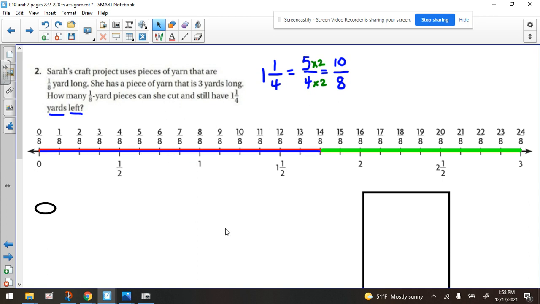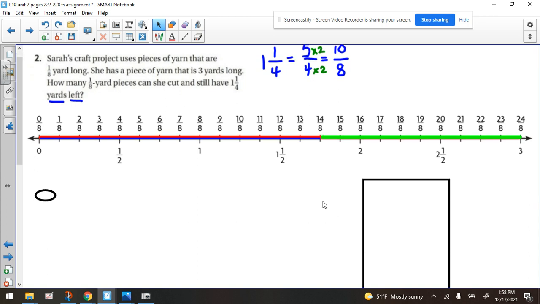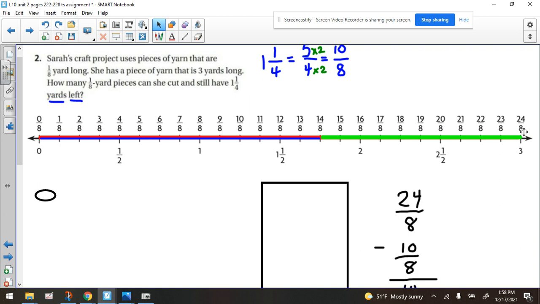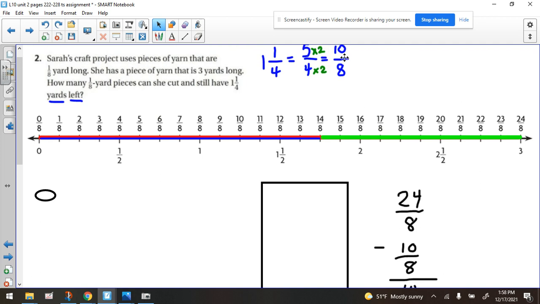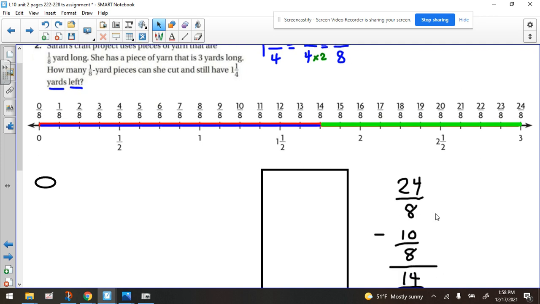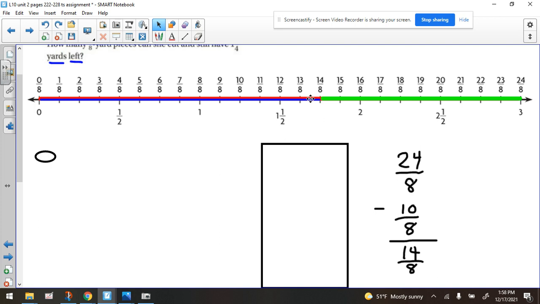But what's the algorithm behind that? If we didn't have the pretty number line to look at, what's the math behind that? Well, what did we do? We took 24/8, which is the entire piece of string, which is equal to 3, and we subtracted the 10/8, which is how much she has to have left. And that gives us the 14/8, which you can see would be represented here in blue.